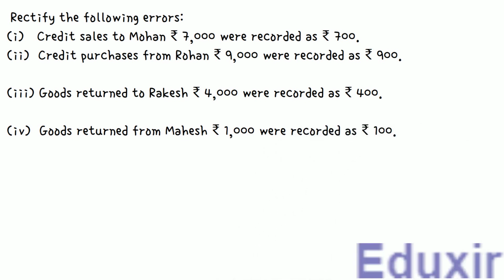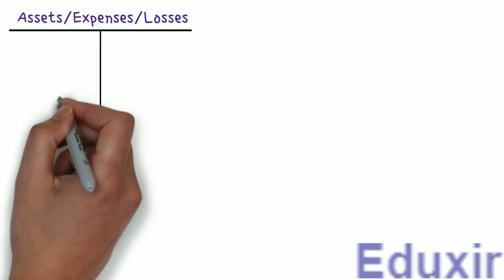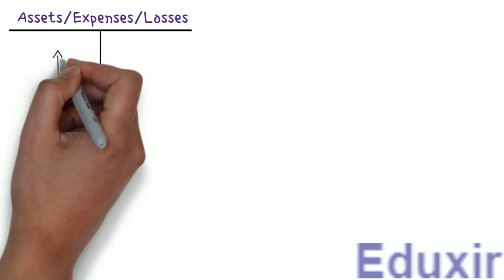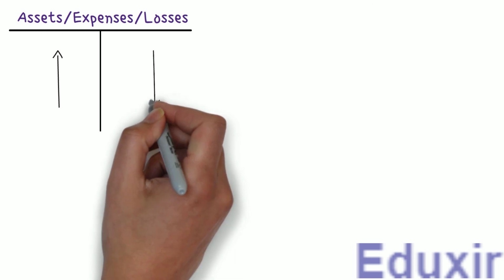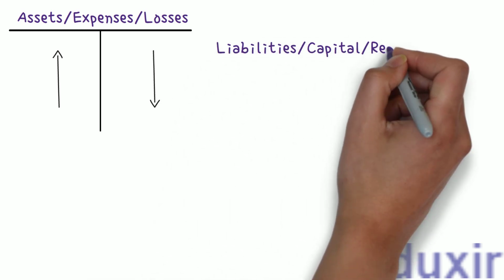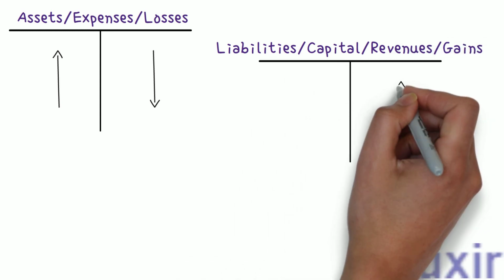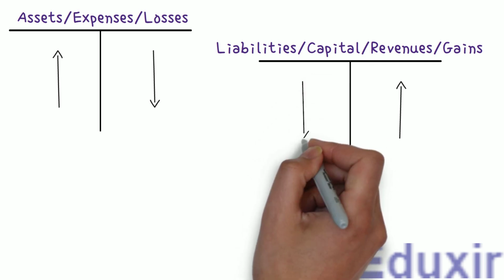Before we proceed with the analysis of each of these errors, let's first do a small recap. In case of assets or expenses or losses, any increase in any of these should be debited and any decrease should be credited. Whereas in case of liabilities or capital or revenues or gains, any increase in any of these should be credited and any decrease should be debited.